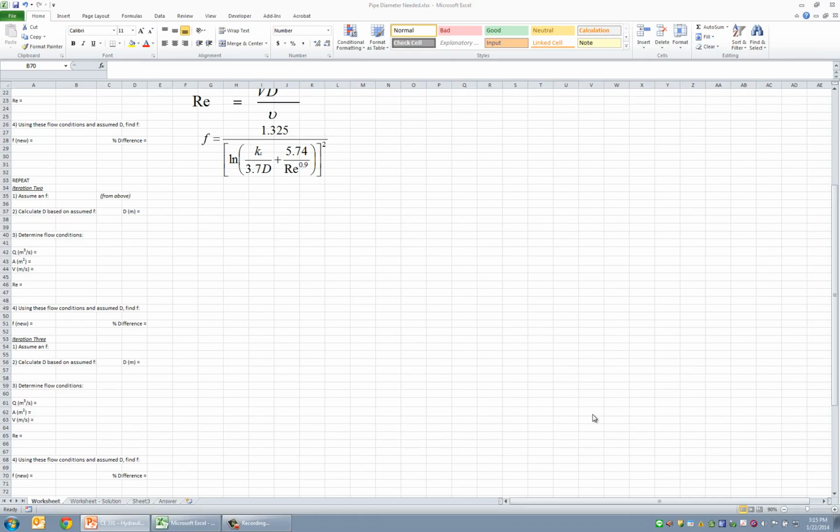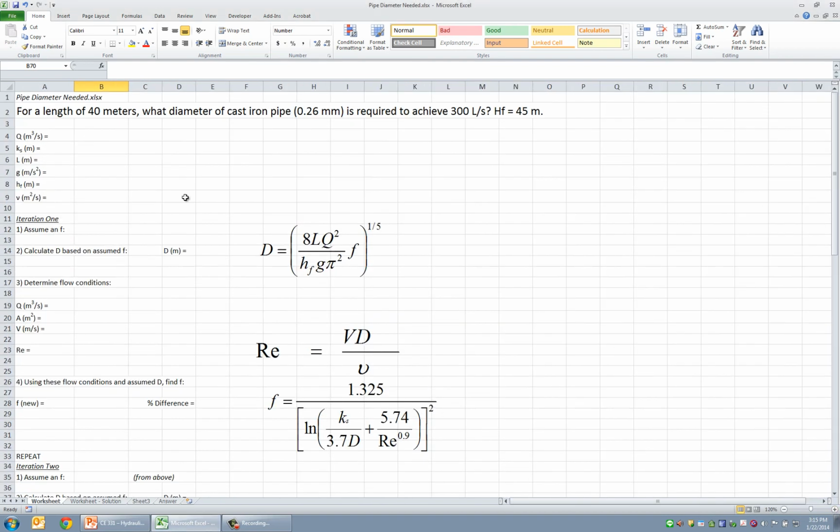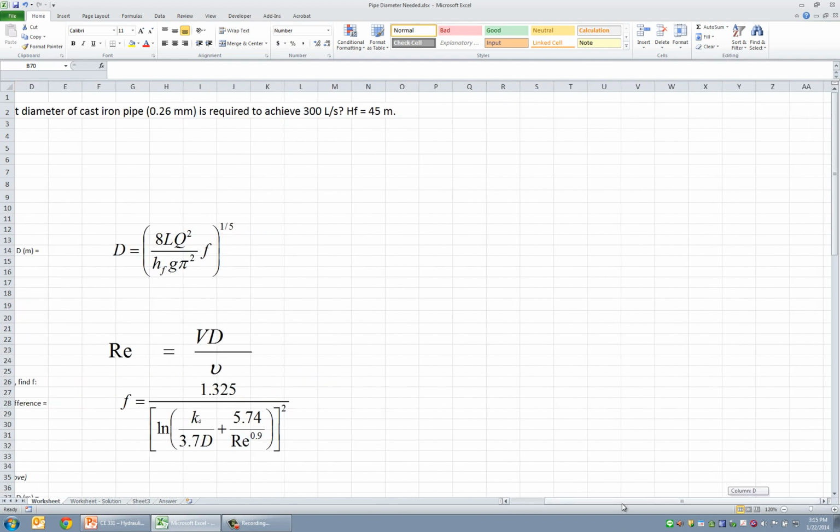Alright, so let's get into that example. I handed out a spreadsheet last time, the solution of this example, but I wanted to record it so that you can go through it yourself, and so you can key in all of the areas where we need to put in known values and so on.